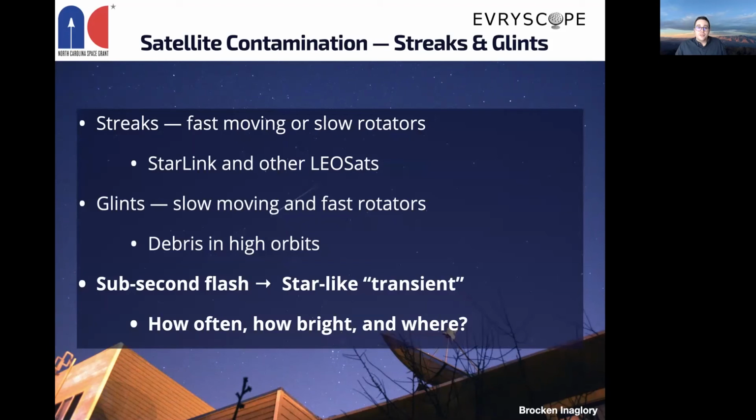So there are a few questions that follow pretty naturally about this population. How common are satellite glints? How bright are they? And what's their distribution look like on the sky?